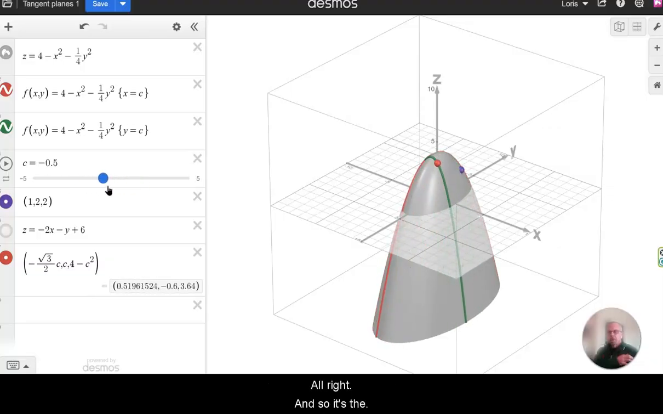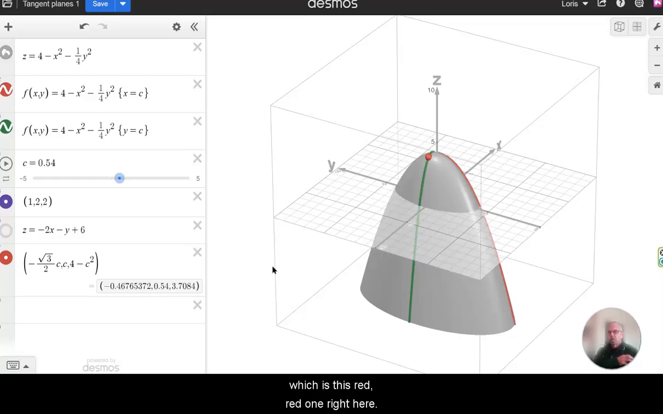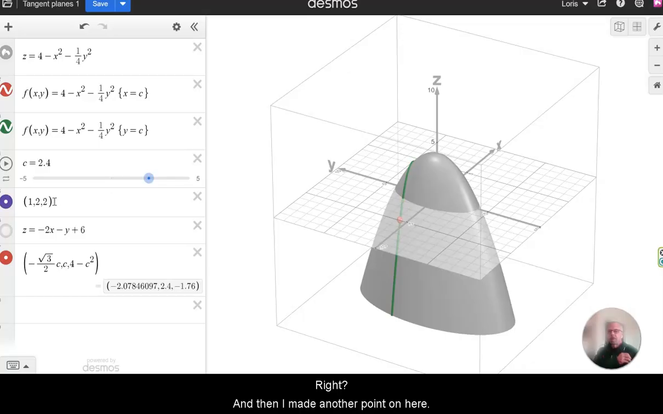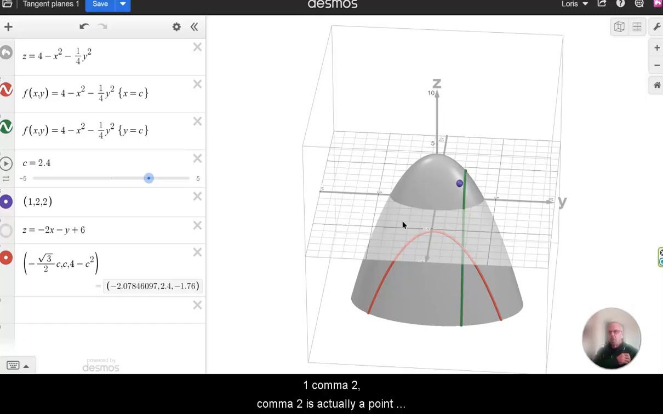And then I put a point on one of them, which is this red one right here. As c moves, the point moves with the contour lines going in the y direction. Then I made another point on here. I just picked a random point, (1, 2, 2). It's actually a point that plugs in nicely: x is 1, y is 2, and then z is 2. So that point is right there.